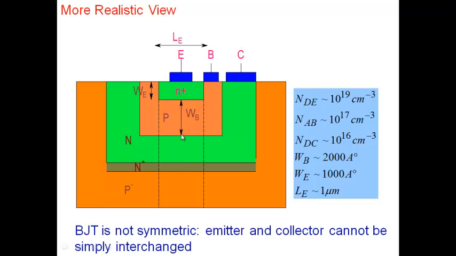Now, why did I put N plus? Because normally, as you will soon see, the electrons are injected from the emitter, they flow across the base, and they come to the collector. Now, when they come to the collector, these electrons eventually have to go towards the top.